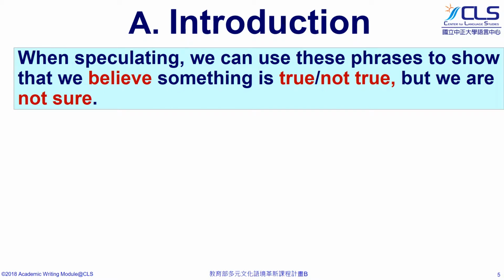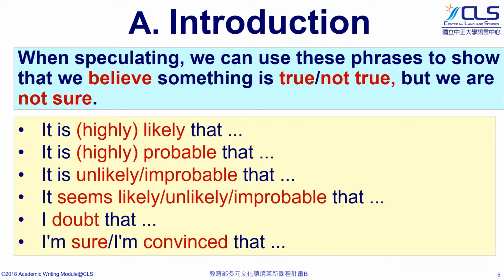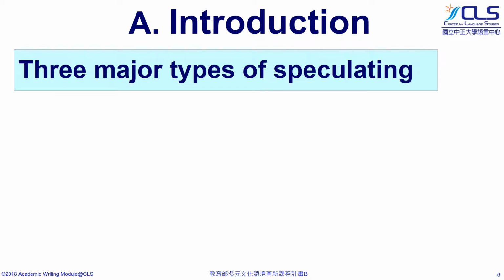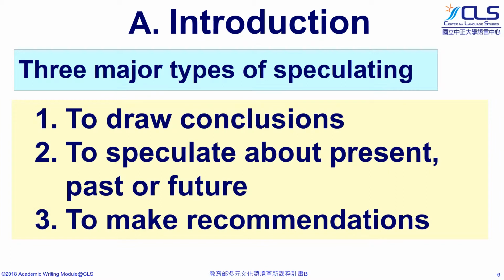When we are speculating about something, we use different ways of speculating to create variety for academic writing. For example, here are some phrases we can use to show that we believe something is true or is not true, but we are not sure. And here are the three major types of speculating for academic writing: to draw conclusions, to speculate about present, past, or future, and to make recommendations.